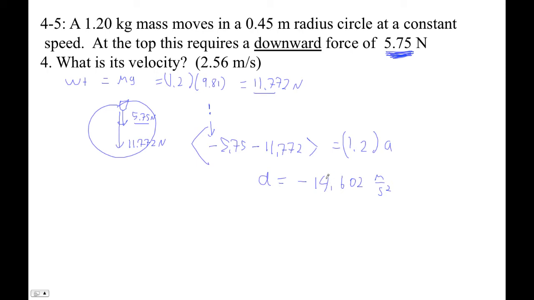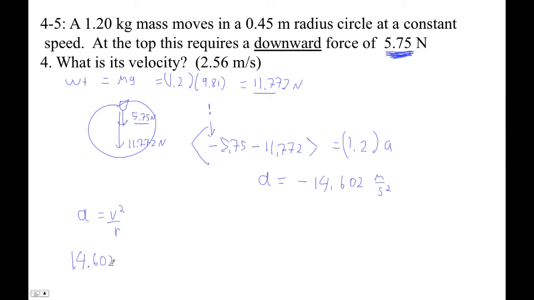So now we've got the acceleration. How do we find the velocity? Well, we'll say a is v squared over r. Sometimes I ask for what the period is, so then you'll say a is 4 pi squared r over T squared. So just be resourceful there. Okay, and then I'm not going to put the minus sign in there, because centripetal accelerations are never negative.